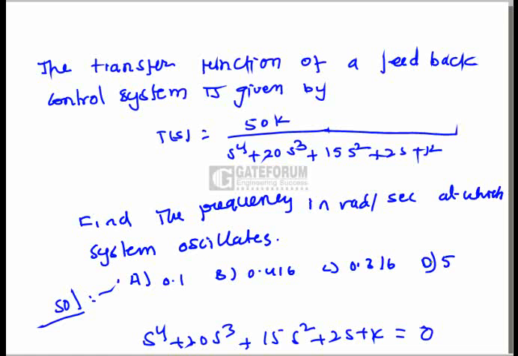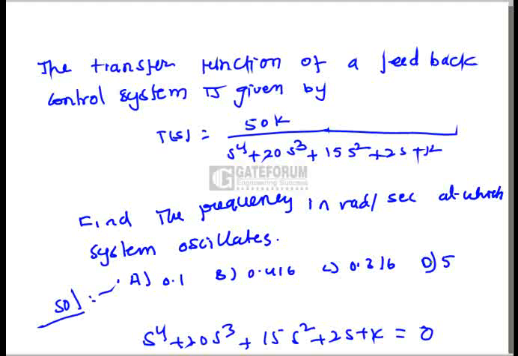Question is, the transfer function of a feedback control system is given, and we have to find out the frequency of oscillations such that the system is marginally stable, right? So if the system is marginally stable, that means the roots are at the imaginary axis, so that's why it will have some oscillations. Now we have to find out that frequency of oscillations. Right, for finding that, first we have to know the transfer function.